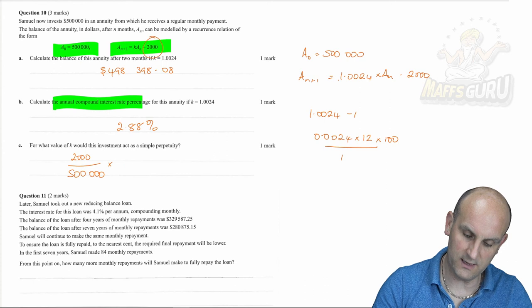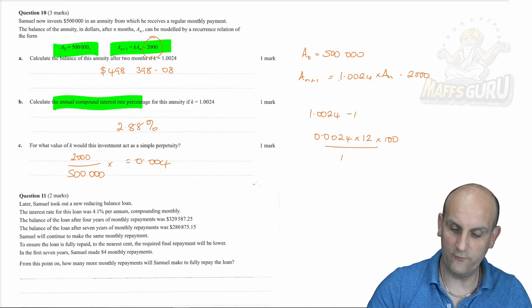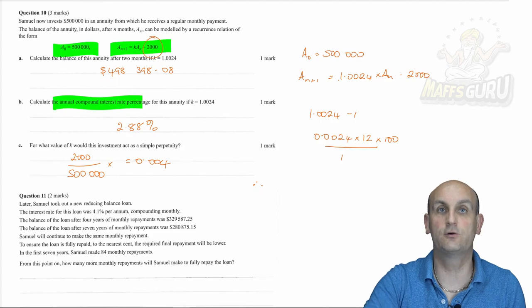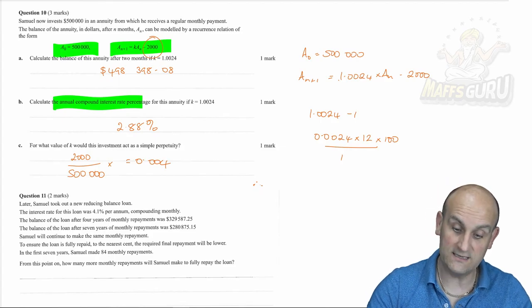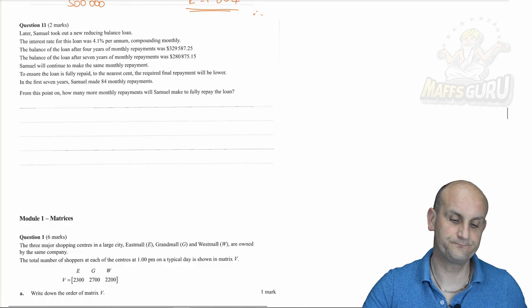Ignore that. I don't think I times it by 100. I got 0.004. And so therefore, all right, that's my value of interest. But because I want it to grow, I've got to add on the 1 to that. So therefore, my value is 1.004. Or K is equal to 1.004.